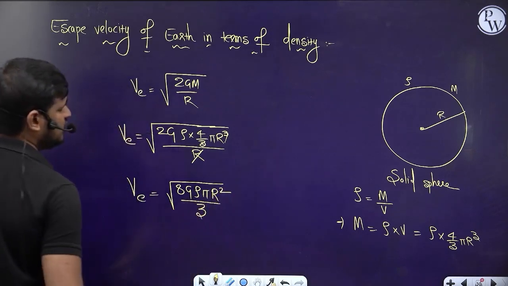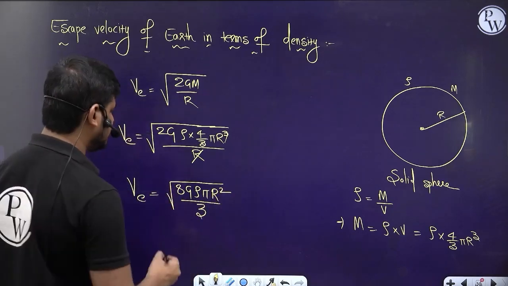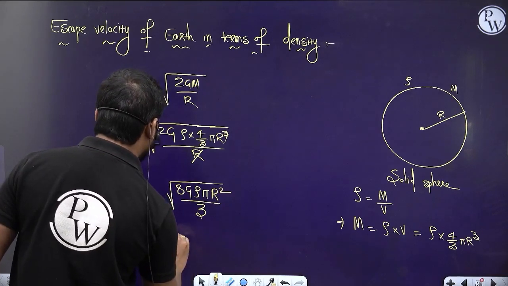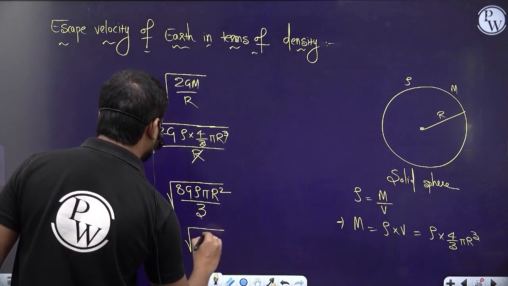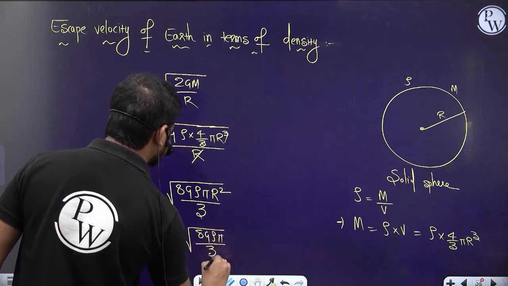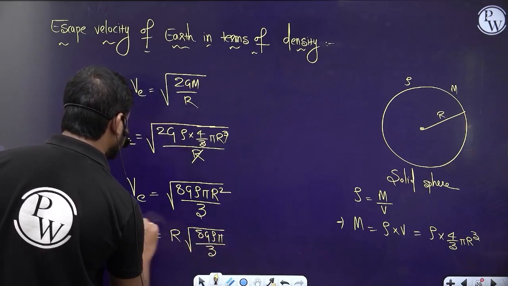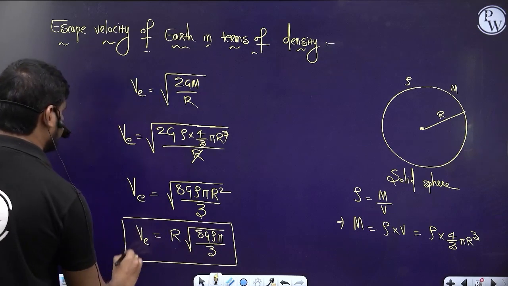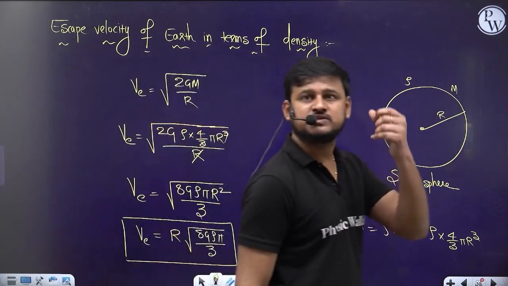Or else, if you want, you can take r out, which gives r into square root of 8 G rho pi by 3. So this is the escape velocity in terms of density.